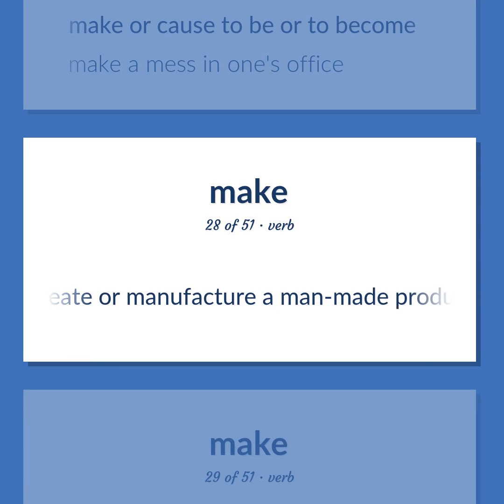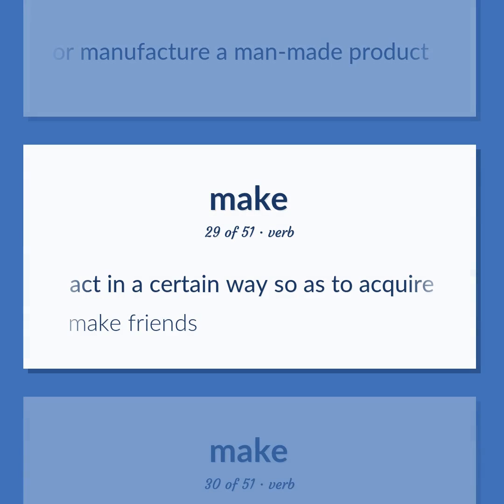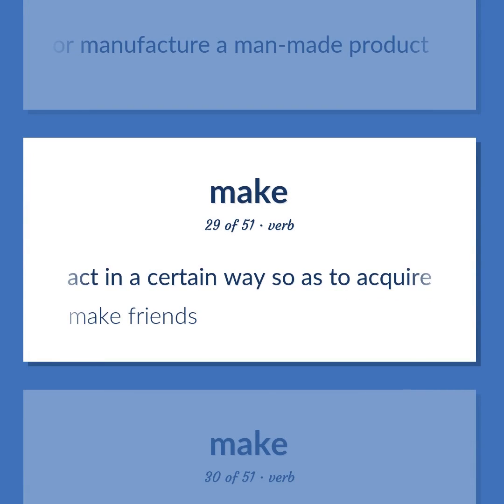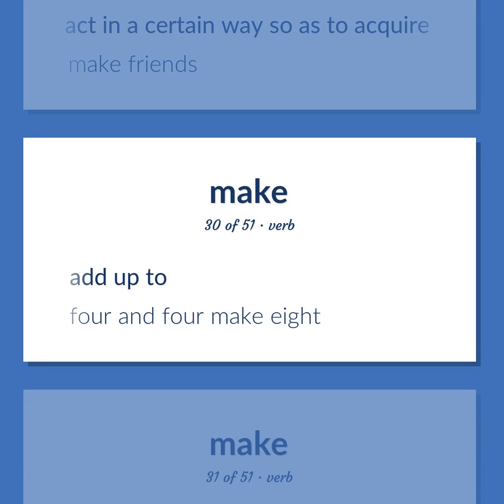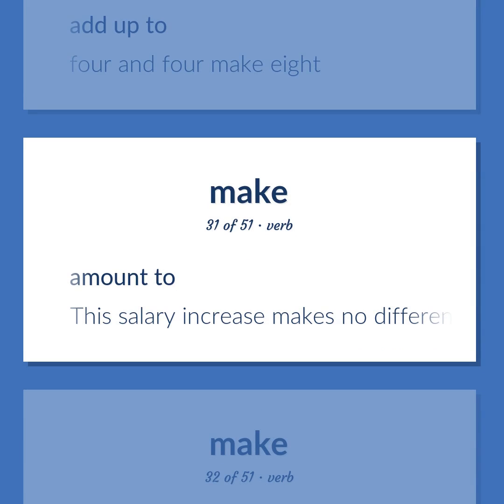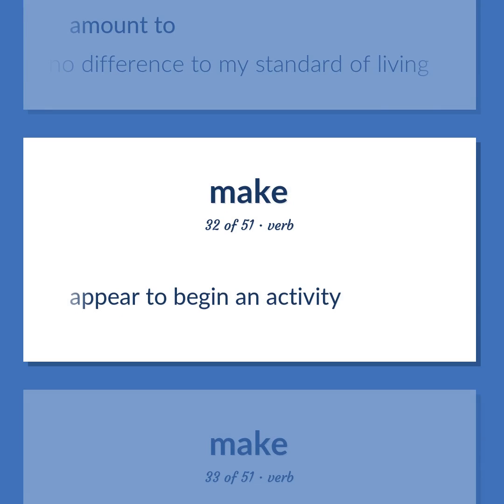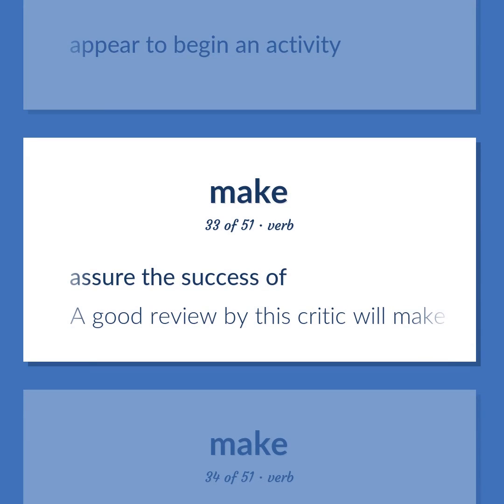Create or manufacture a man-made product. Act in a certain way so as to acquire. Make friends. Add up to. 4 and 4 make 8. Amount to. This salary increase makes no difference to my standard of living. Appear to begin an activity. Assure the success of. A good review by this critic will make your play.